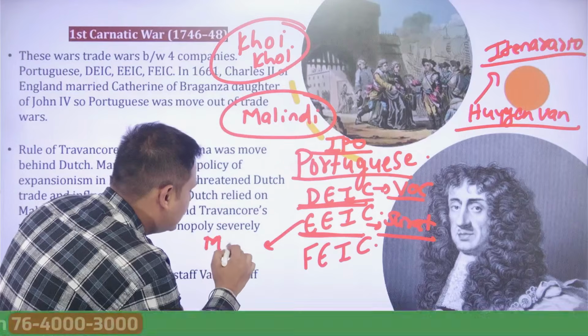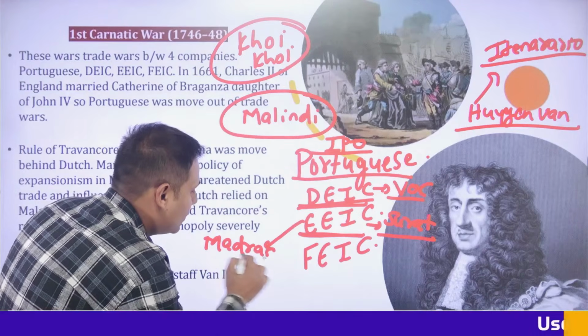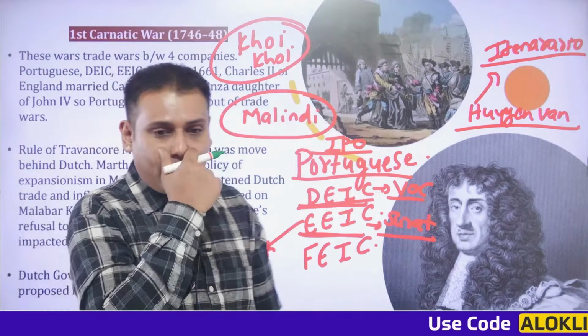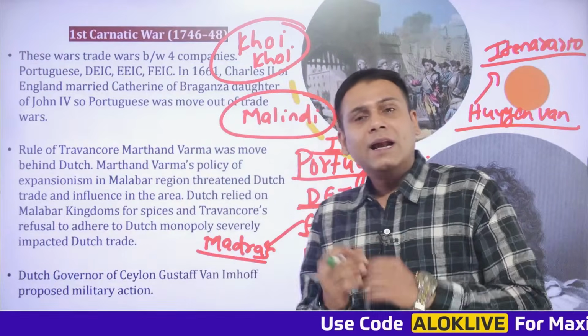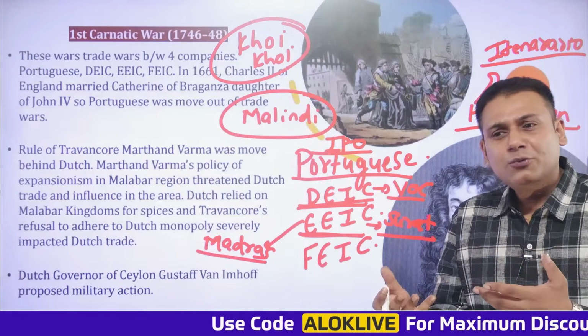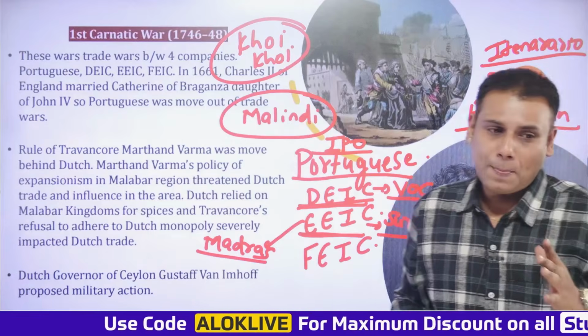The first presidency that was established by English East India Company was Madras Presidency. Okay? Now, let's understand in short how these presidencies were established.